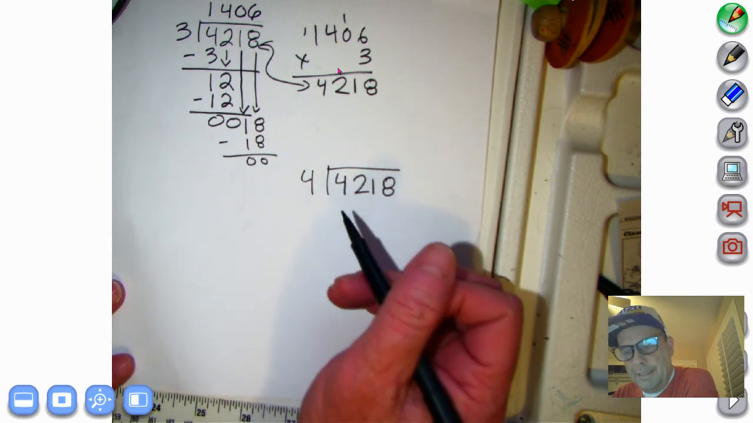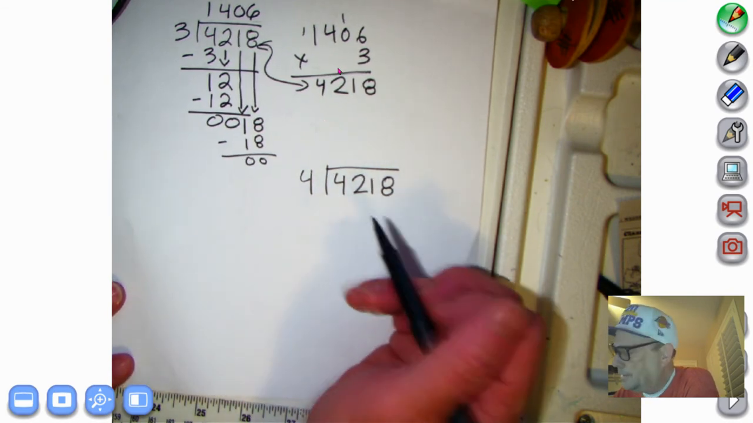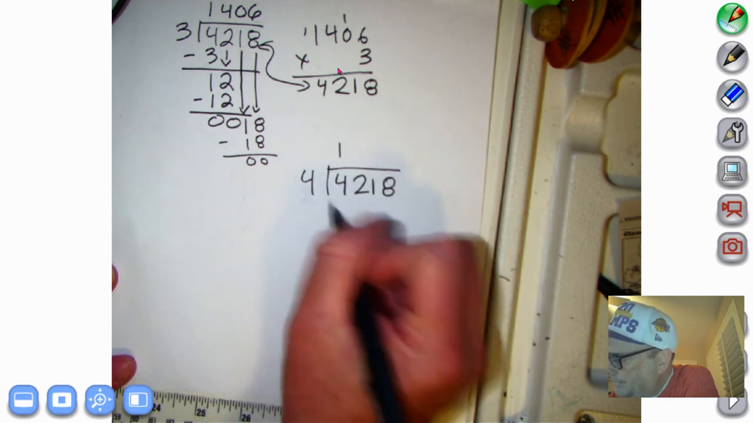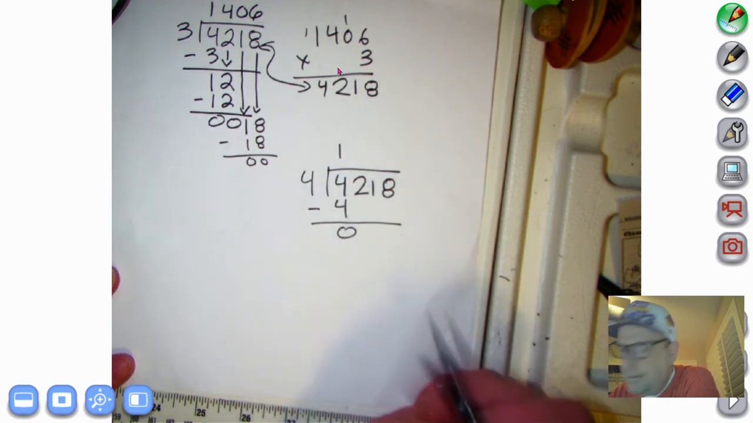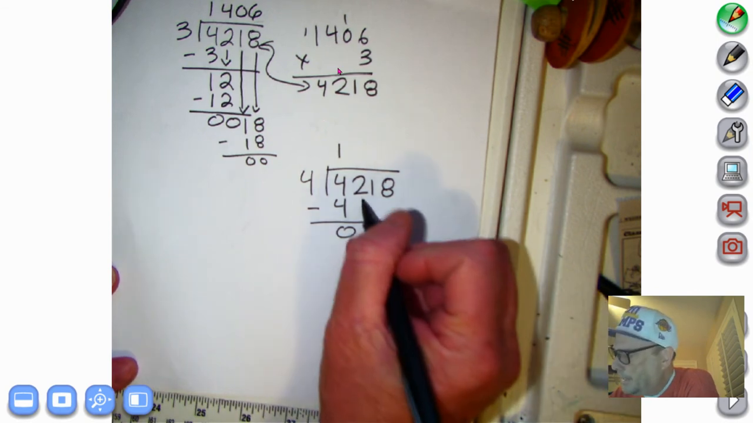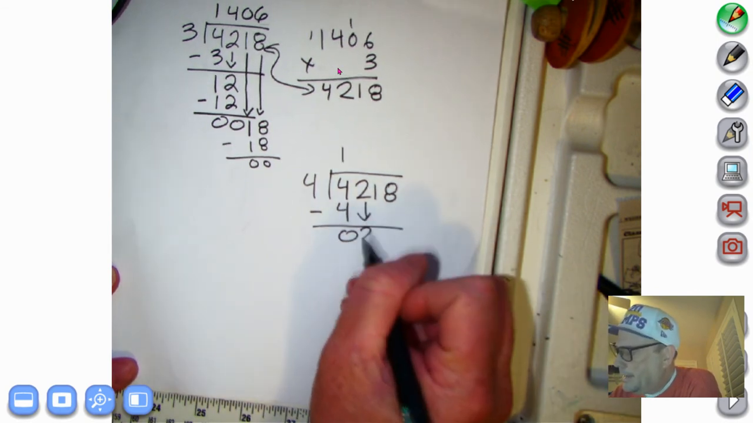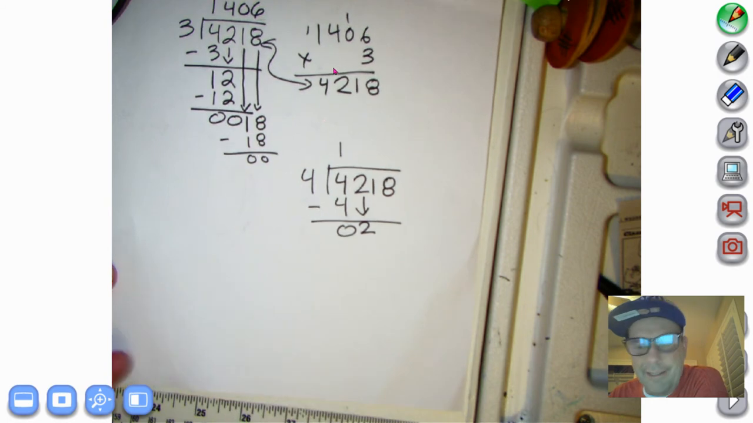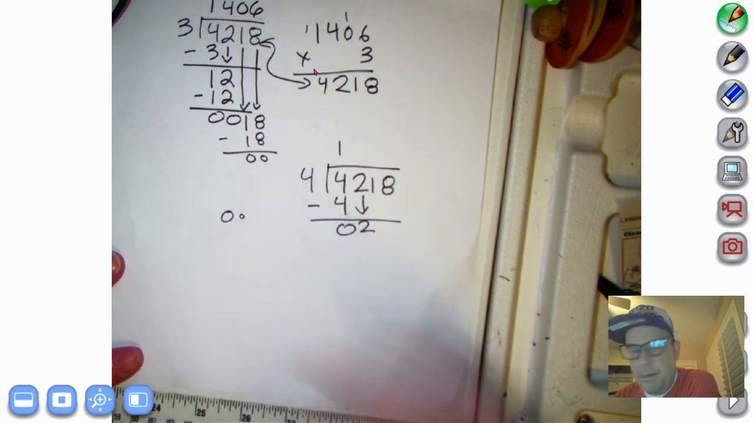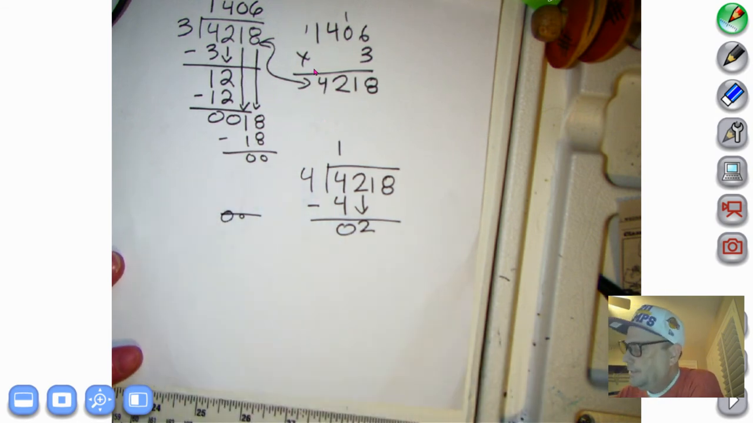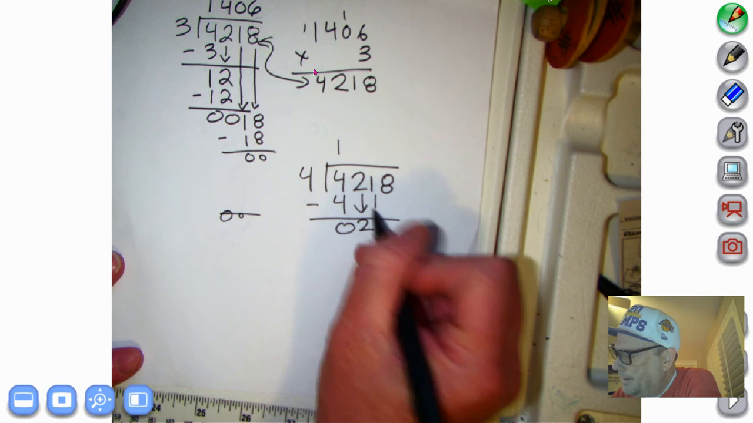So 4 into 4. 4 times 1 is 4. 4 times 2 is 8. So I know this has to be 4 times 1. We subtract and get a 0. We bring down the 2. Can I divide 2 by 4? I can, but I'm getting into fractions or decimals, and we're not doing that right now. So I can't do this. I have 2 here. How many groups of 4? None. So I have to bring down the 1.